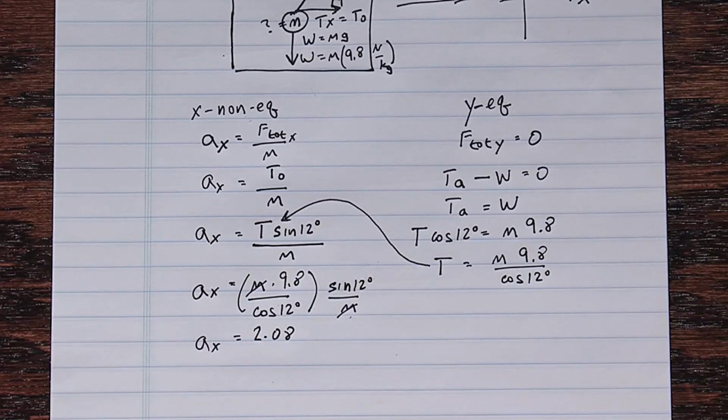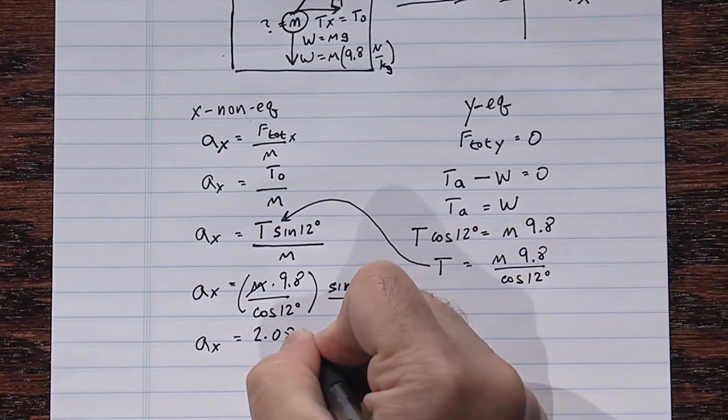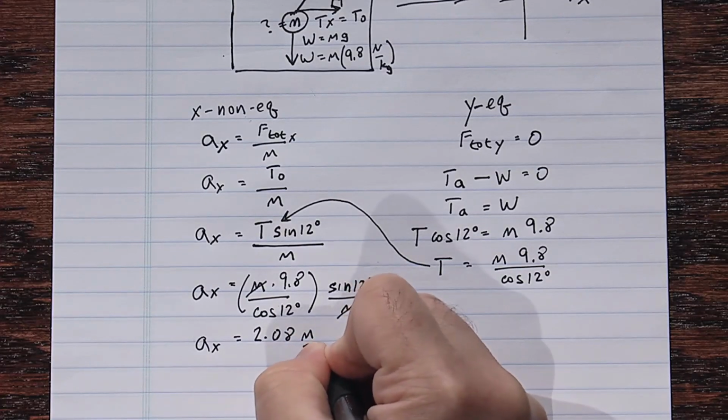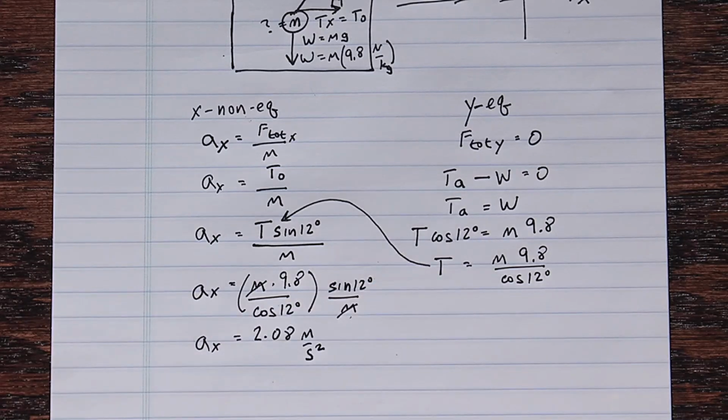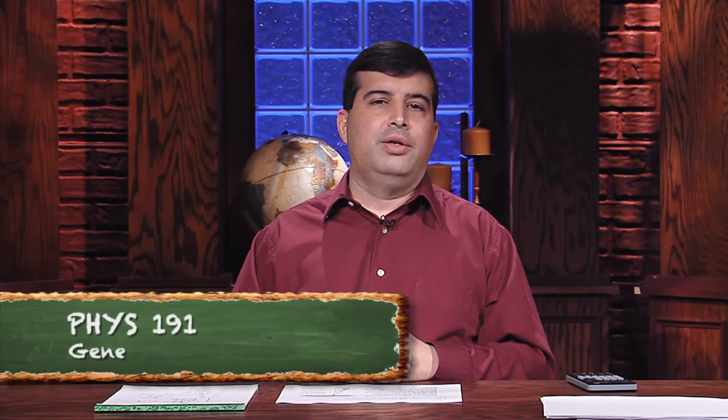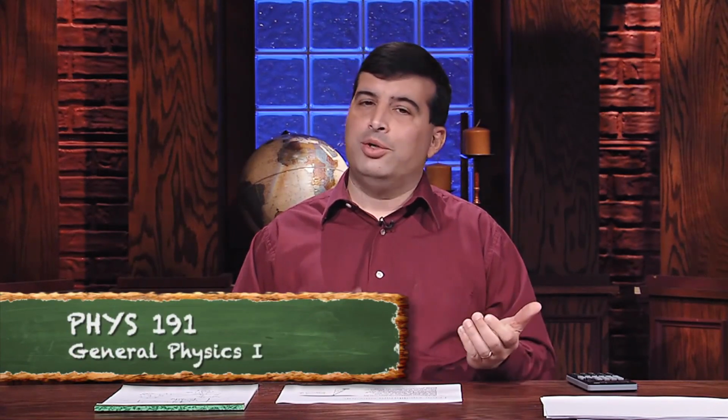And I know that I'll have to have basic metric units for my acceleration, so that would be 2.08 meters per second squared. So regardless of what the mass is, the acceleration is 2.08 meters per second squared. This situation will come up frequently, that you'll wind up having mass in the numerator and mass in the denominator, and you won't have to know the mass. The answer to your situation won't depend on mass.